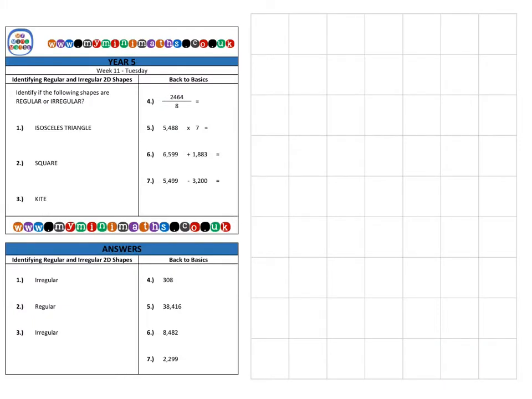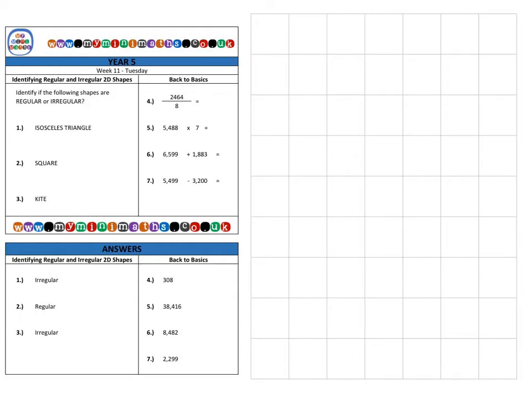And today we're going to be identifying regular and irregular shapes. Okay, before we start, there are just two things that you need to know about identifying regular and irregular shapes. It's just looking at the angles of the shape and looking at the length of the sides.